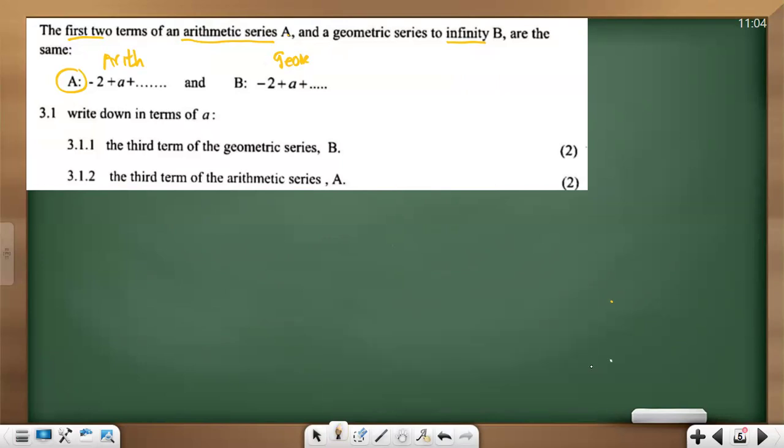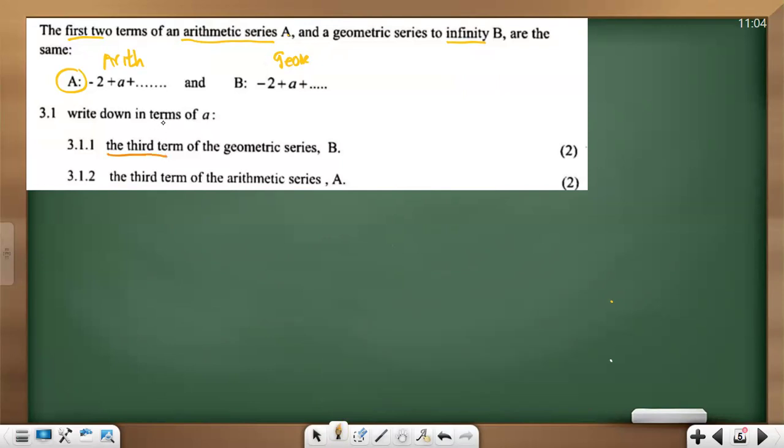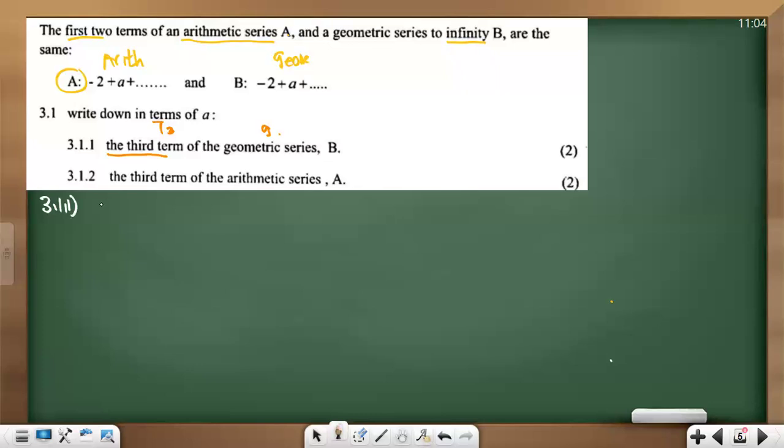Write down in terms of a the third term, T3, of the geometric series. Since they mention geometric, the first thing that comes into my mind is the ratio.